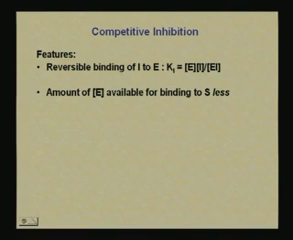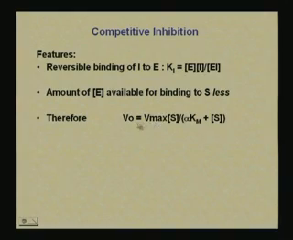What features do we have? The amount of enzyme available for binding to substrate is less. Why? Because the inhibitor has taken some of the enzyme. But effectively, the total enzyme is the same.